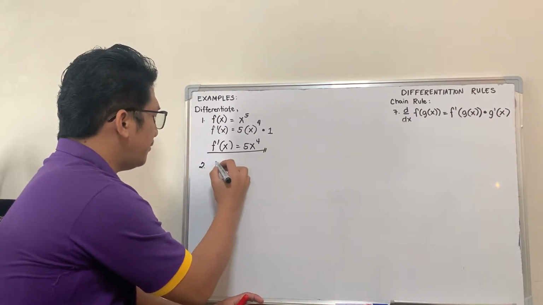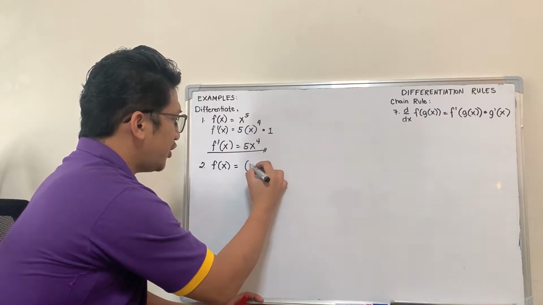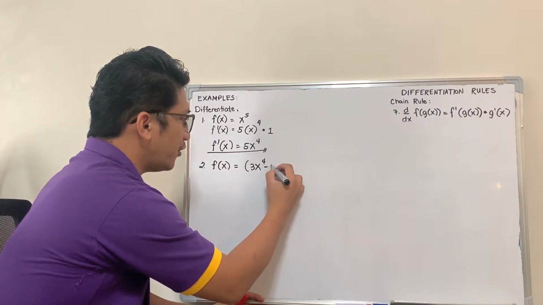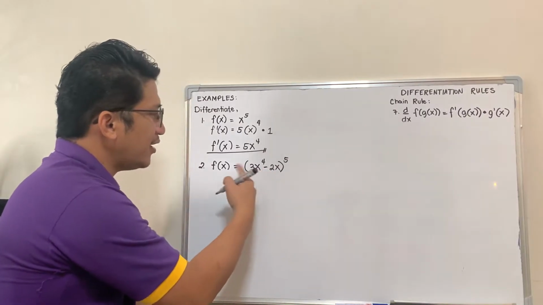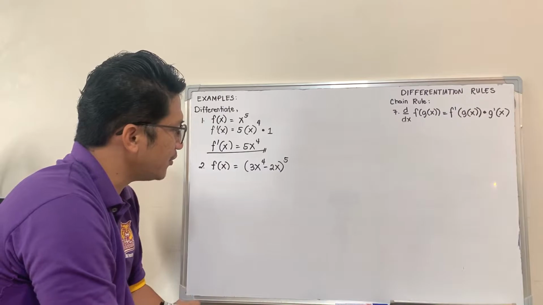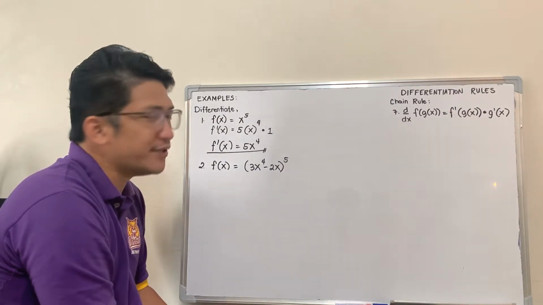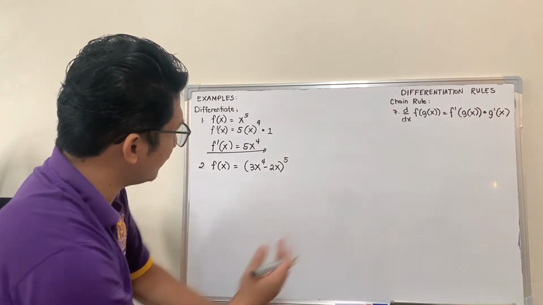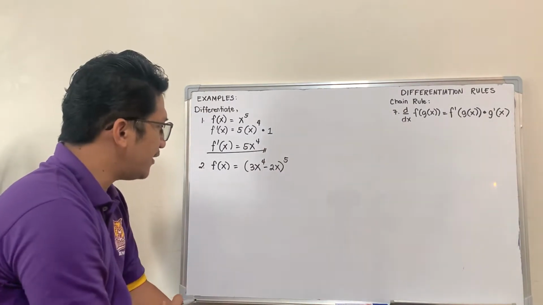I'll give you an example. What if I have this function, let's say, 3x raised to 4 minus 2x raised to the power of 5. I think it's not ideal to expand it, because the expansion would be very long. At the same time, the product rule is also not ideal, because it would have five factors. So what we do is we apply the chain rule.